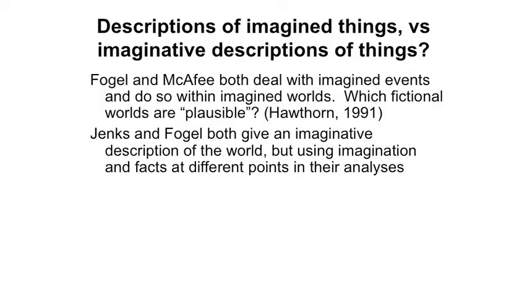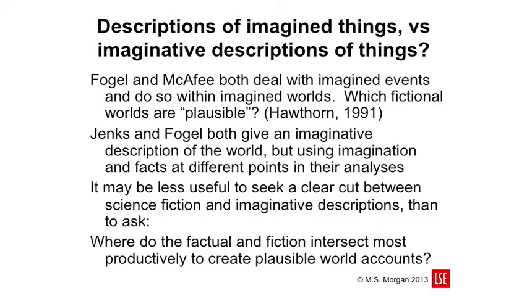So the distinction between McAfee and Fogel relies on this kind of idea of plausibility about the importance of these facts. One could say that both McAfee and Fogel give an imaginative description of the world, but they use their imagination and facts at different points in their analysis. What I want to draw out of this is that it's less useful to seek a very clear-cut distinction between science fiction and imaginative descriptions. I don't want to put Fogel on the wrong side of this divide. It is more useful to ask where factual and fictional intersect most productively to create these kinds of plausible world accounts, which I think Fogel manages to give because it's so grounded in the factual material.